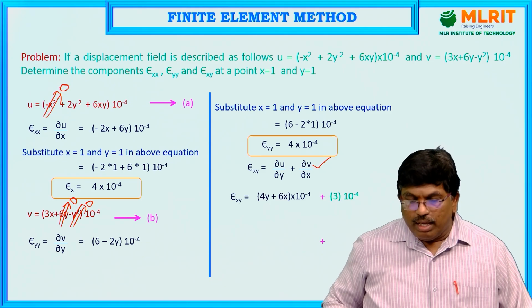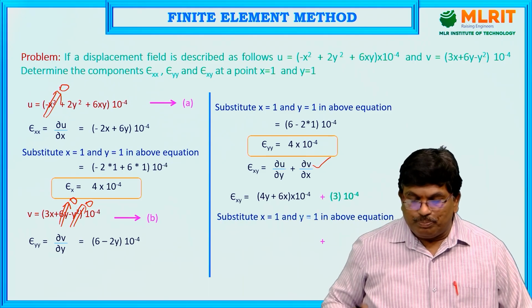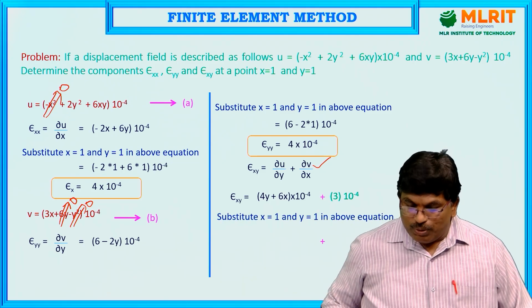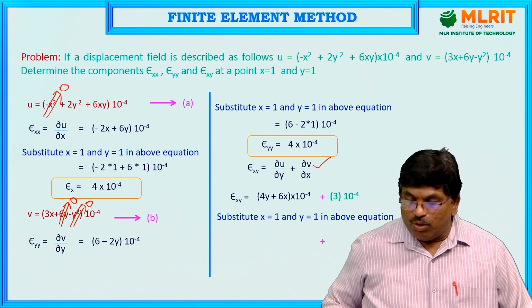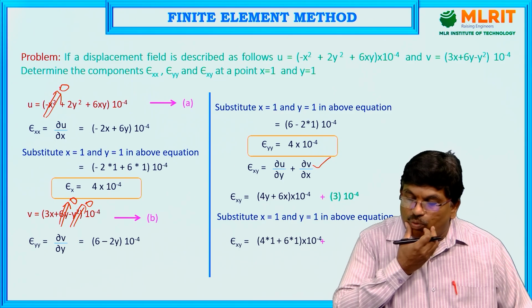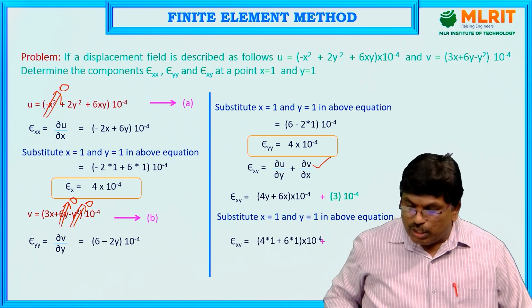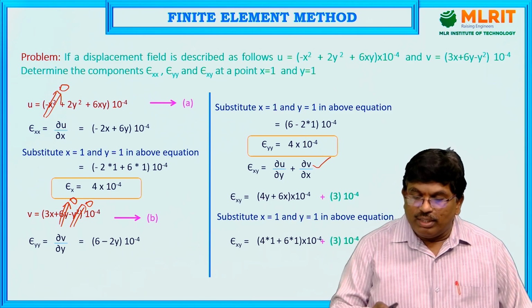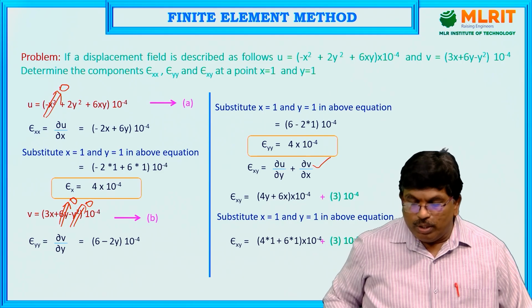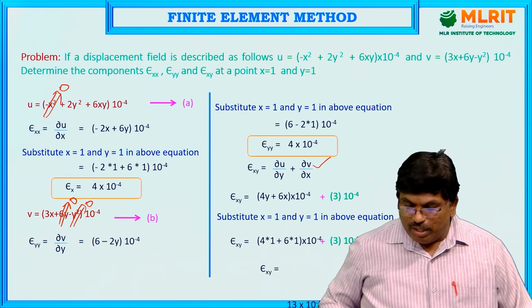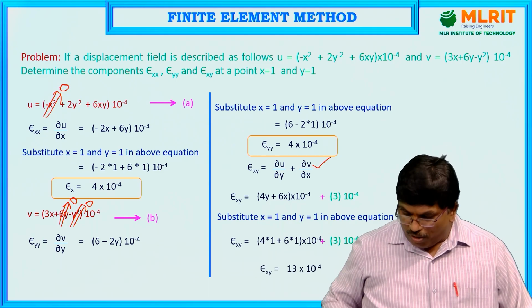So then epsilon xy equals, you substitute x equal to 1 and y equal to 1 in our equation, then you will get epsilon xy equals 4 into 1 plus 6 into 1, into 10 to the power of minus 4, plus 3 into 10 to the power of minus 4. Then it is 10 plus 3. So epsilon xy equals 13 into 10 to the power of minus 4.